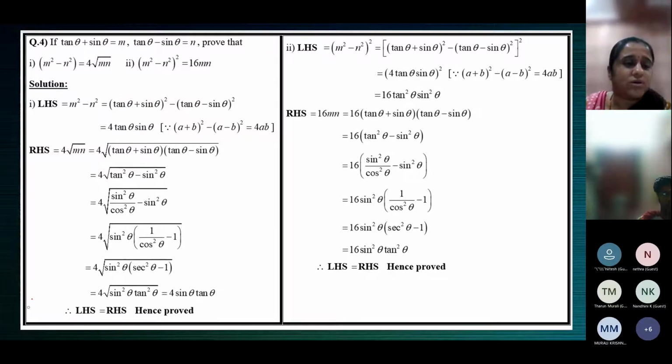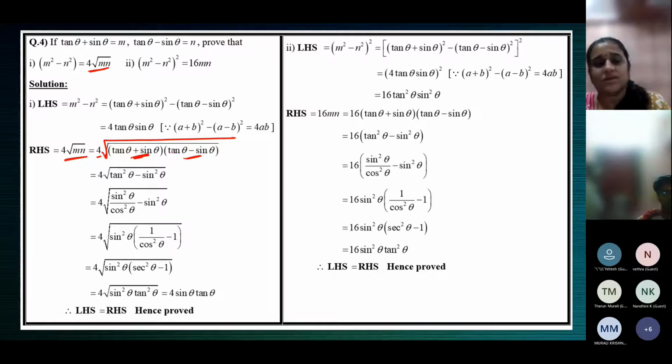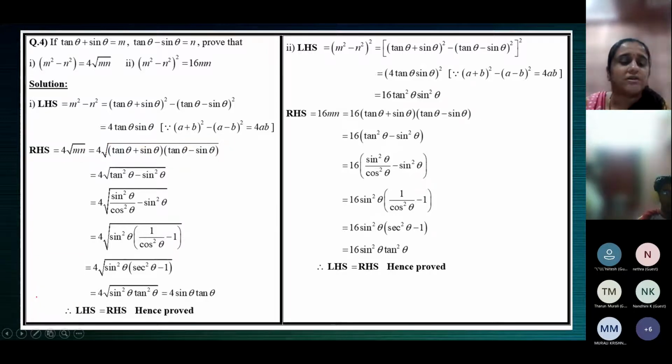Take up the RHS now: 4 root mn. This is m, tan theta plus sine theta. This is n, tan theta minus sine theta. mn means m into n. So now this is the form a plus b into a minus b, so a squared minus b squared: tan square theta minus sine square theta.